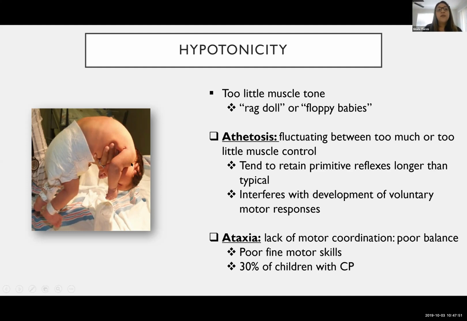Sometimes it's typical for younger children to have a little bit of hypotonicity, but as they get older and build their strength, maybe it will go away. But when you see children, for example, I worked with a 16-month-old little girl and she still looked like this. She was so hypotonic that if you picked her up, her body would just kind of flop like this. She was very hypotonic, but she also had a little bit of athetosis. Athetosis is when the muscles fluctuate between too much or too little muscle control.